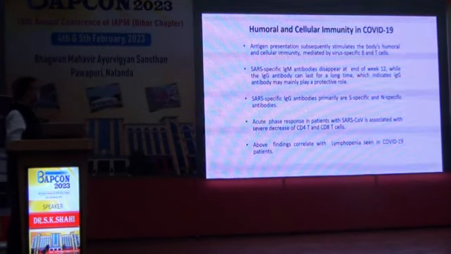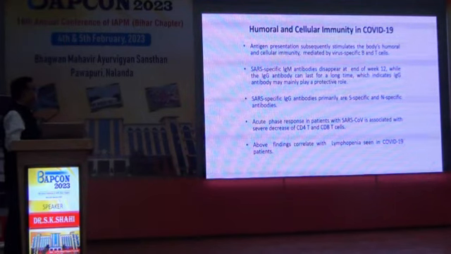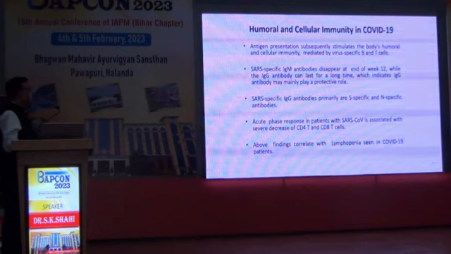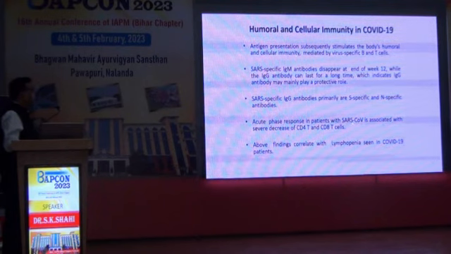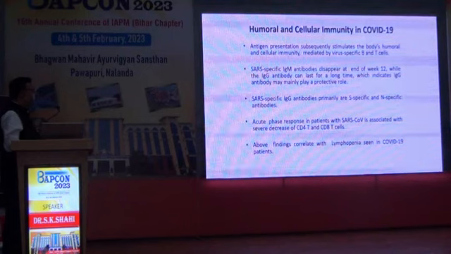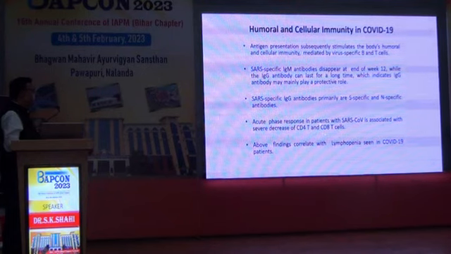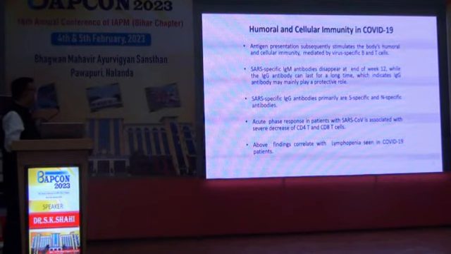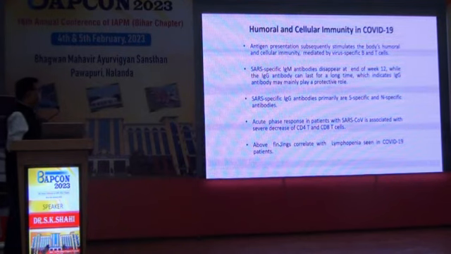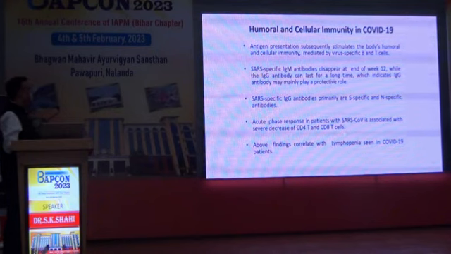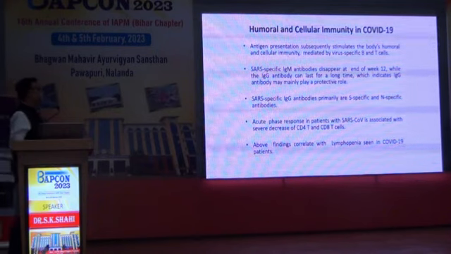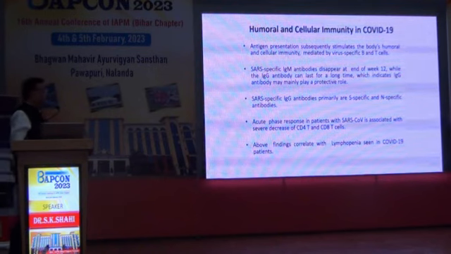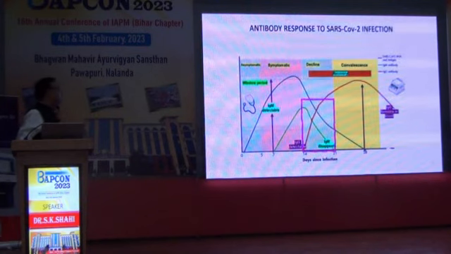This IgG antibody is primarily S-specific and N-specific. In the acute phase, the response to the patient's COVID virus associated with severe disease involves the CD4 T and CD8 T cells. Everybody knows the proportion and how it gets disrupted. The above finding correlates with the lymphopenia which we see in COVID-19 patients. Usually the low count is mainly the cause.